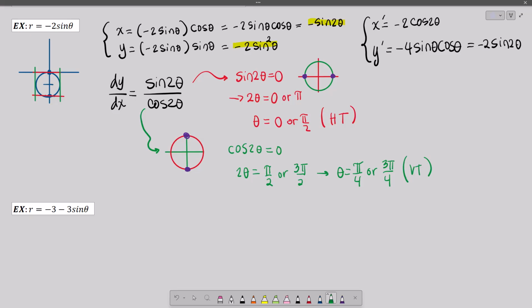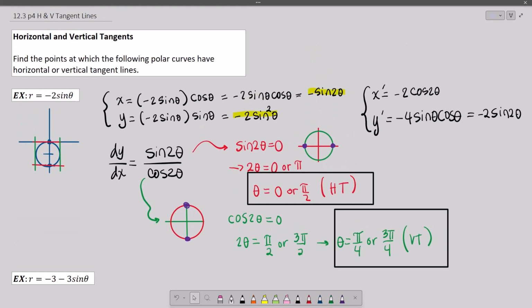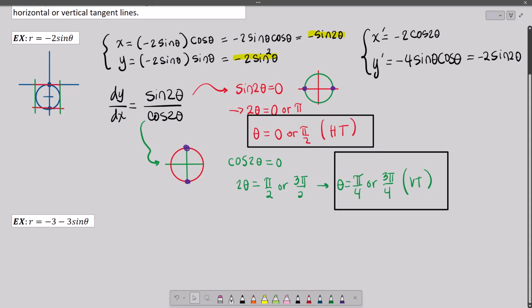As long as the numerator is not simultaneously 0, of course it's not. If we plug in pi over 4 there, sine of pi over 2 is not 0. If we plug in 3 pi over 4 there, we get sine of 3 pi over 2, which is not 0. So these are the angles where we have vertical tangents right here. And these are where we have horizontal tangents right there. So this says find the points at which the following happens. So these are the angles where it happens.